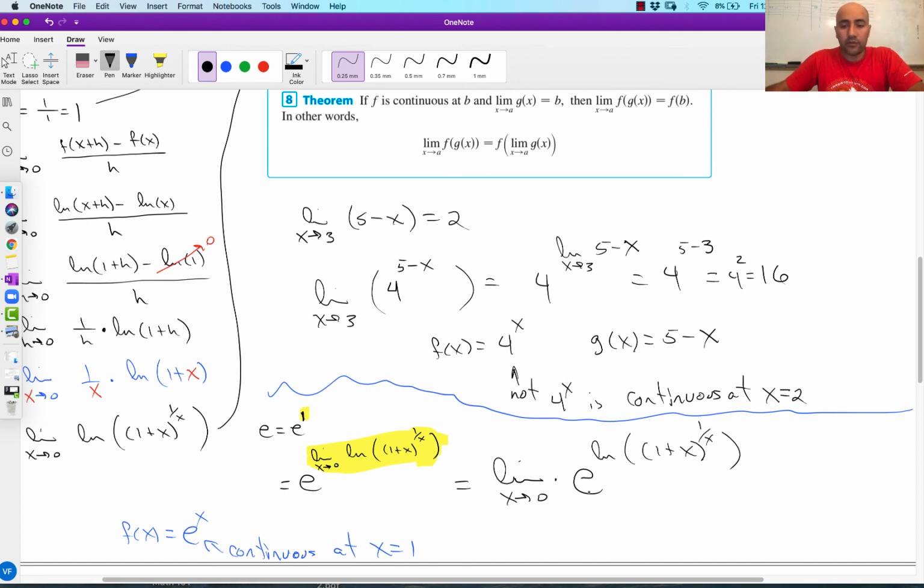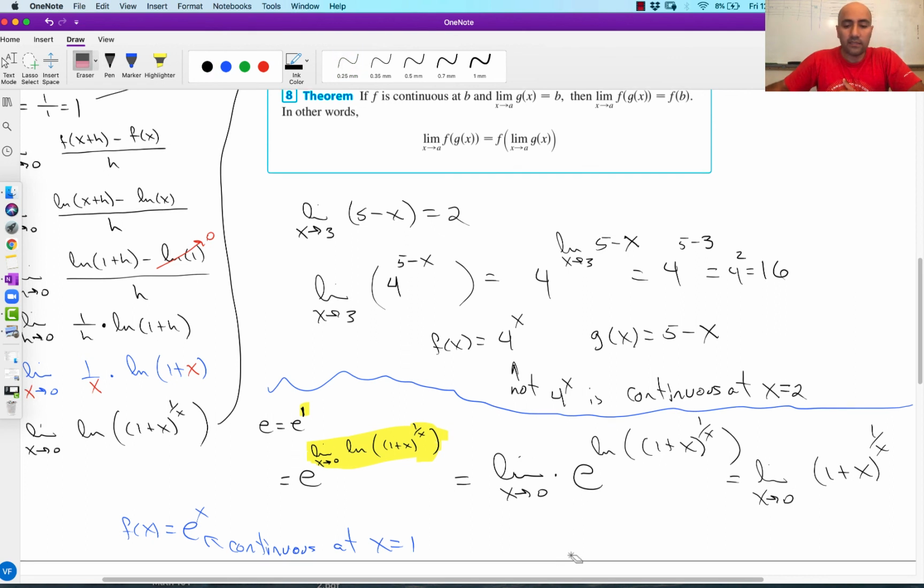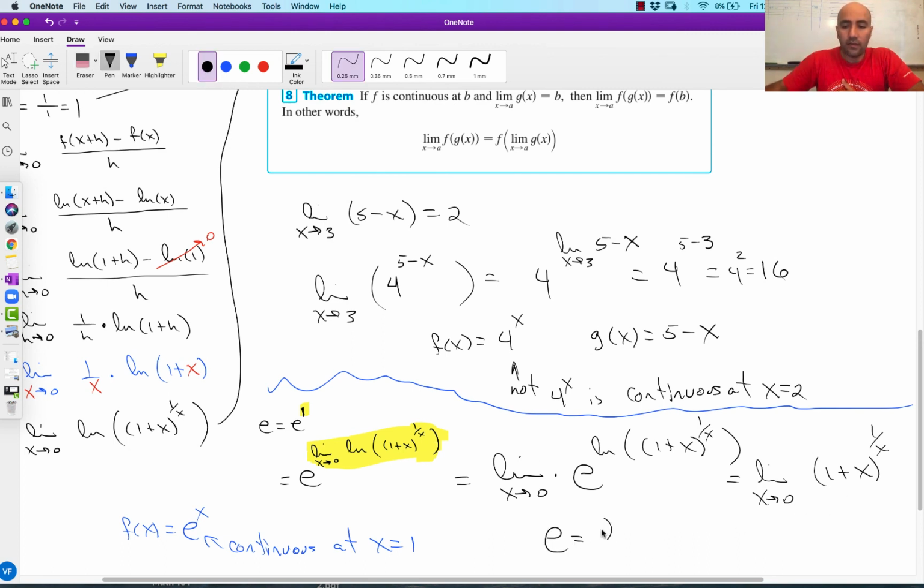Okay, and now this can be reduced because e to the x and ln of x are inverse functions, so they undo each other. And so the end result is that this is equal to the limit as x goes to 0 of just 1 plus x to the power of 1 over x. So if we marry all those things together, we end up with the following. e is equal to the limit as x approaches 0 of 1 plus x to the power of 1 over x. That was really the whole point of this.